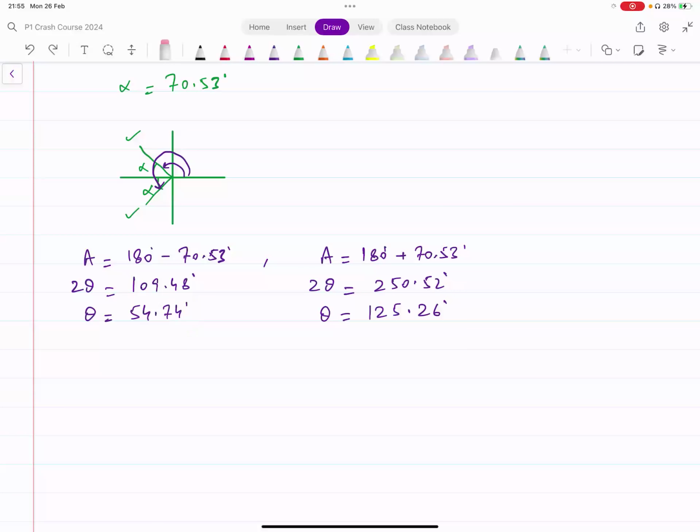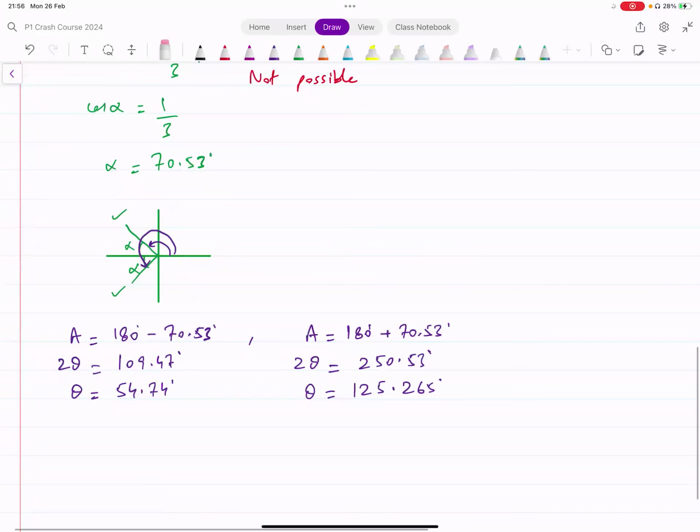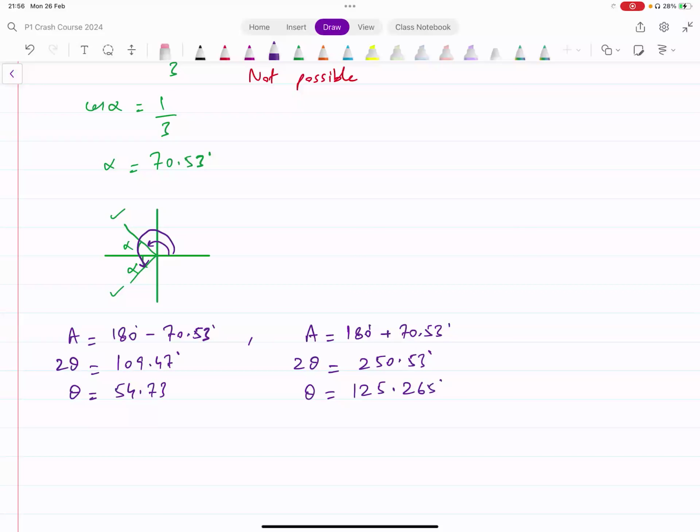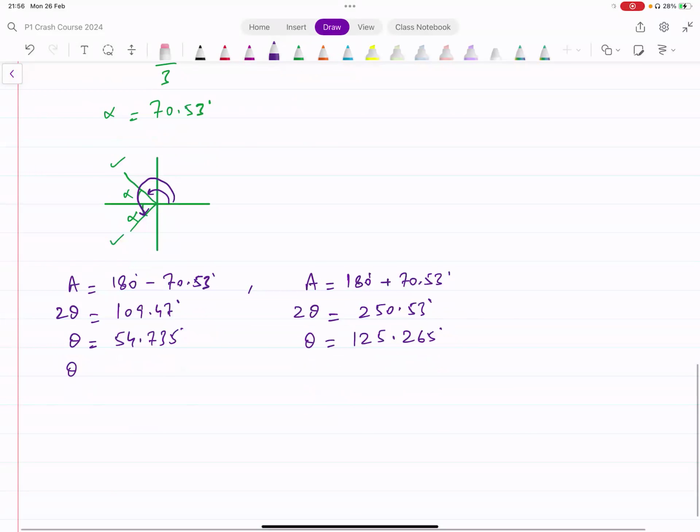But let me just check. In this case, 1 decimal place, in fact. But let's see what this turns out to be. 4.7 here. And then this also becomes 5.3. So this is going to be 2.65. And this is going to be 2.35. And you could round it off like this, 54.7 degrees and 125.3 degrees. These are the possible values of theta that we have here.